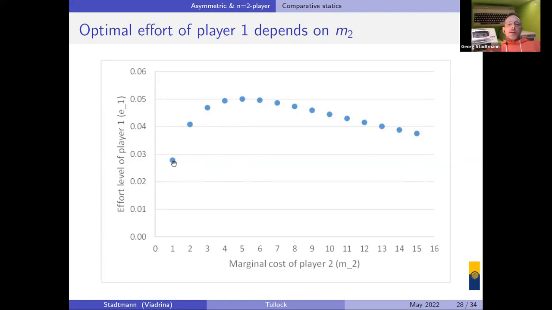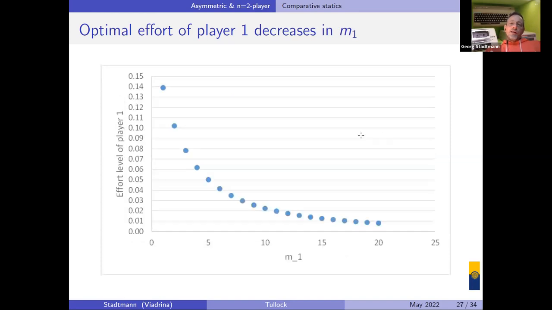What happens before? It is the case that the effort level of player one increases when the marginal cost of player two decreases. And then the effort level of player one will decrease in case that the marginal cost of player two increases even further. Why is that? Why is the effort level of player one decreasing when the marginal cost of player two are increasing? You have to think about how player two will behave. On the previous slide, we derived the insight that when the marginal cost of one player increases, the effort level of this player will decrease.